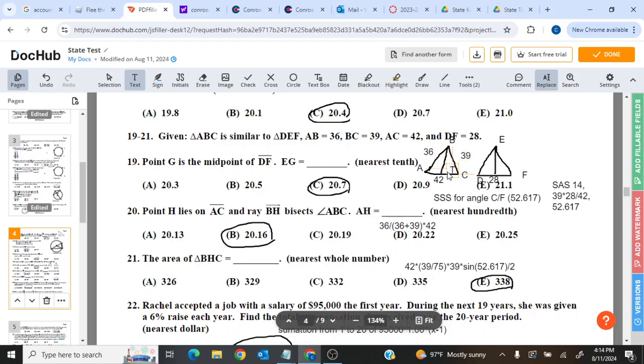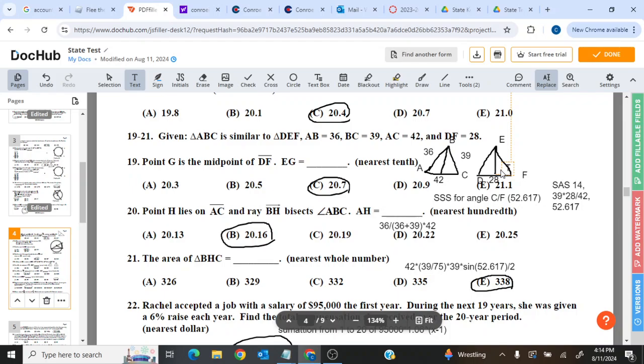So once you use the SSS triangle program, you'll get angle C is equivalent to 52.617 degrees. Put that right here. This side is going to be equivalent to the proportion of the triangle multiplied by that side. So each side on DEF is 2/3 of the side on ABC because 28 over 42 is 2/3. So 39 times 28 over 42 will get you EF. Your other side is going to be half of this DF, so 14, because it's going to the midpoint. And your angle is what we found earlier. And you'll get a side length of 20.7.